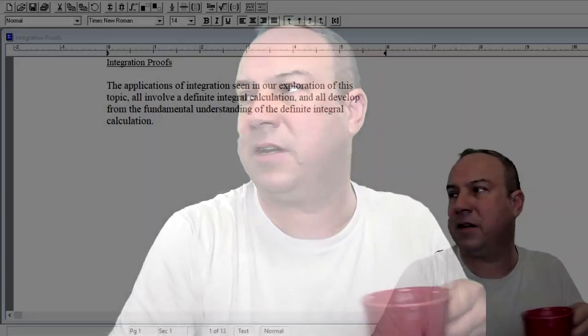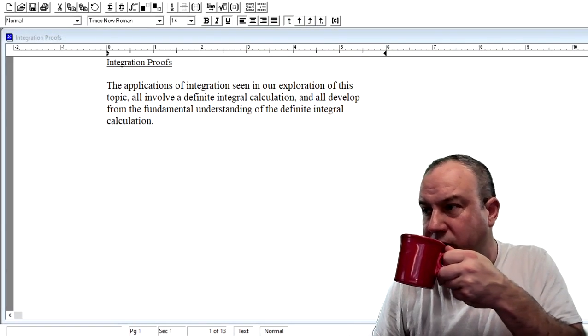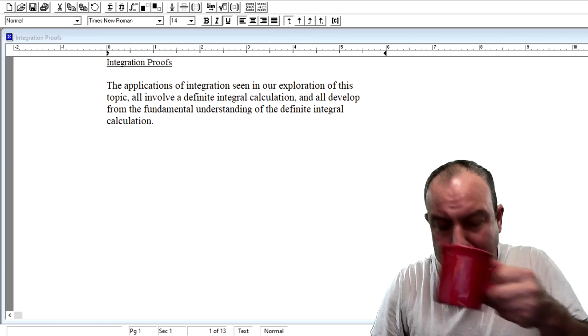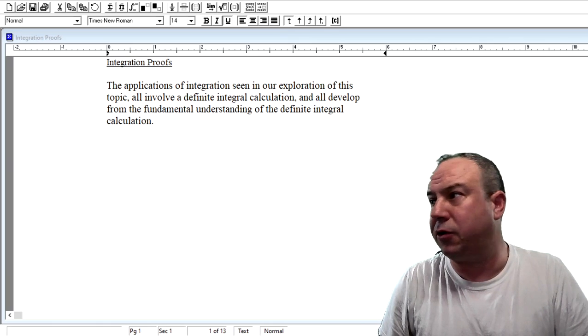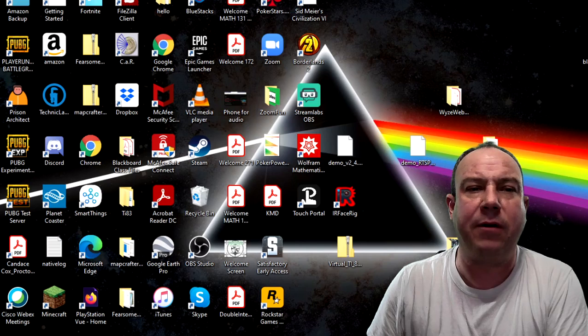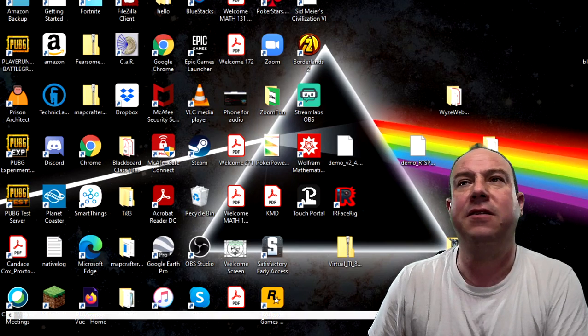Here we are going to look at the case for, like I said, these integration proofs. And where all these proofs come from is our fundamental understanding of integration. If I flip over here to the notes, where all these ideas do come from is our fundamental understanding of integration.